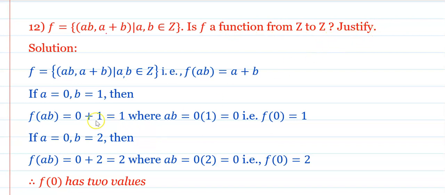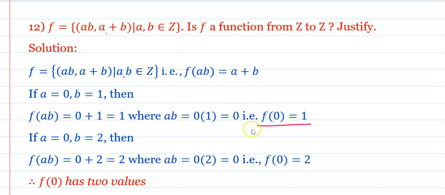Now, is f a function from Z to Z? Now we'll justify it. Suppose I take a equal to 0, where 0 belongs to Z, and b equal to 1. Then what is f of (a, b)? f of (a, b) means a plus b. The value of a is 0, 0 plus 1, that is equal to 1. And a into b, if a is 0 and b is 1, overall you will get 0. Therefore f of 0 is 1. Okay, this is the first part.